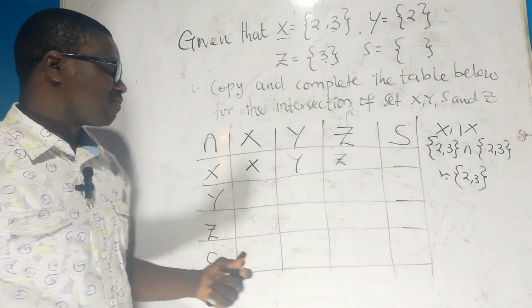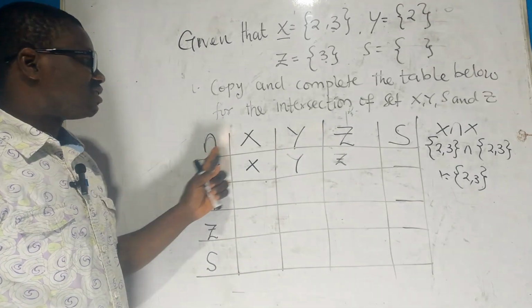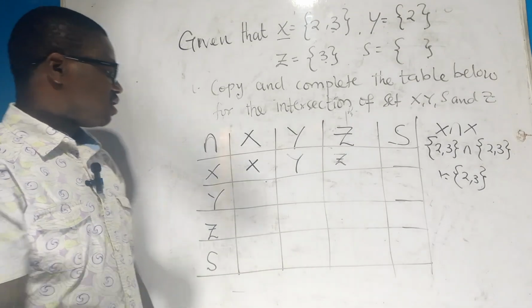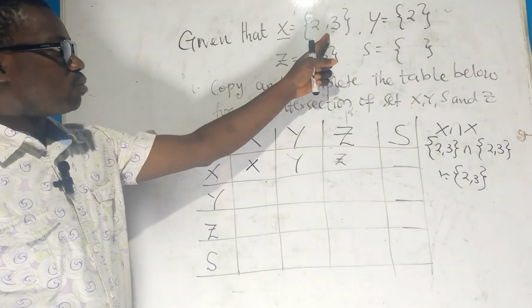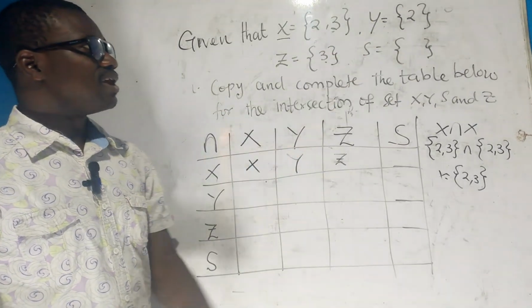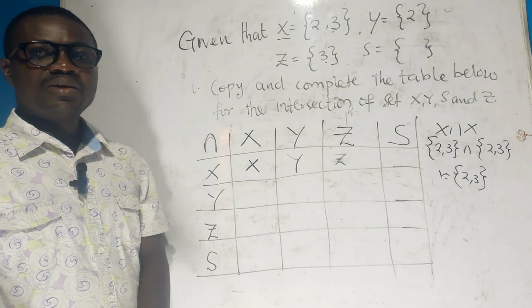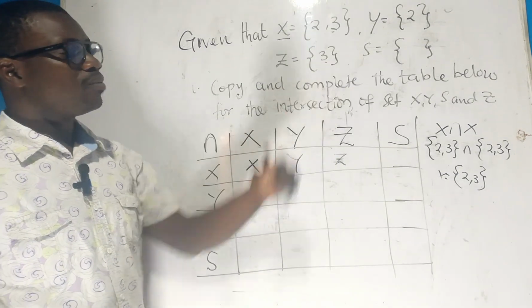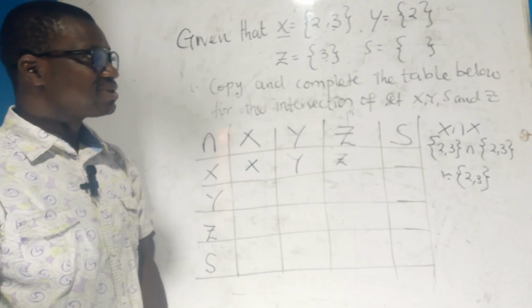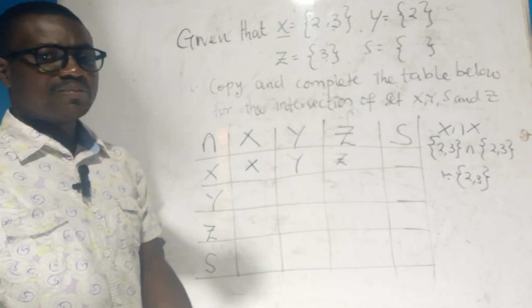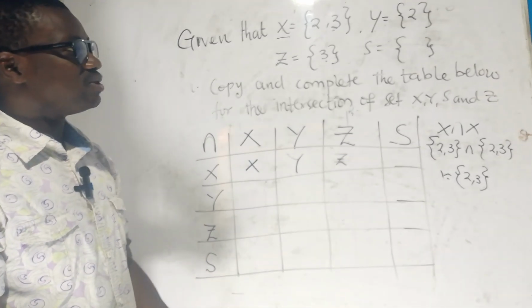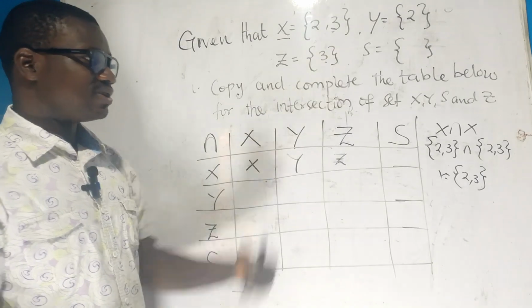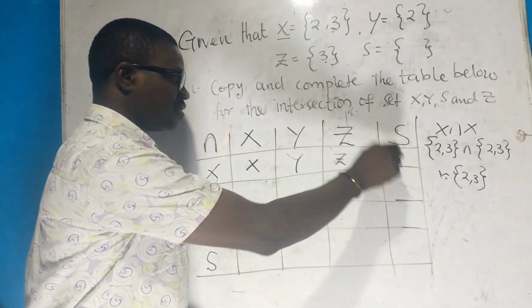Now let's look at this one. X intersection s. The elements of x, 2 and 3, intersecting the empty set, which is s. I realize that there are no common values in it. So in this case, the answer is an empty set. And which set is the empty set? The s. So you put your s there.